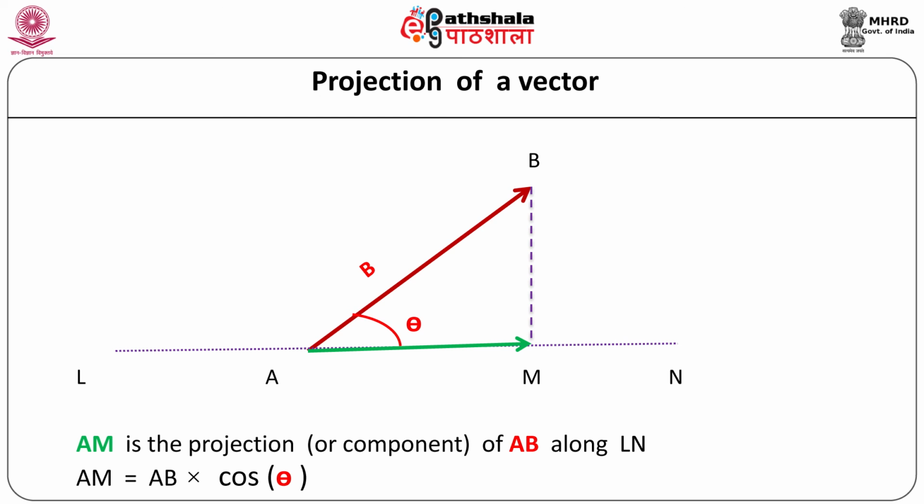Simple trigonometrical calculations give AM is equal to AB into cos theta. It be noted that the projection of a vector represents the effective value or component of that vector in the specified direction. Thus, for example, if B represents the force applied to an object, then the projection B cos theta represents the force effective along LN.